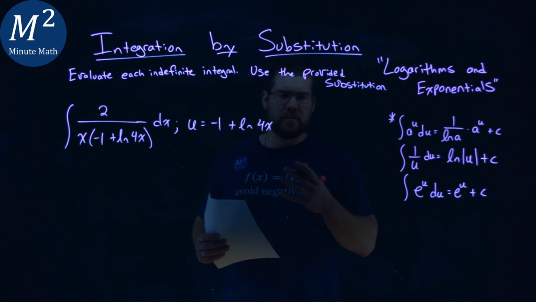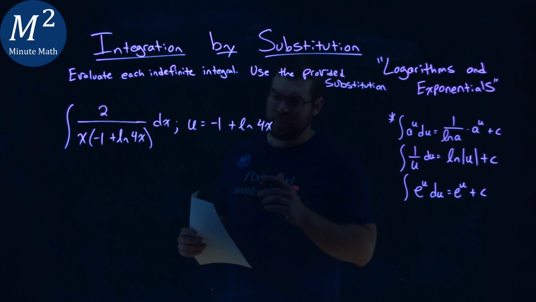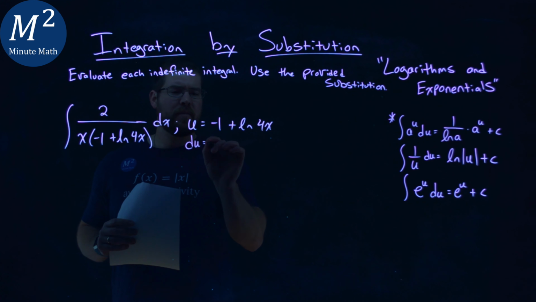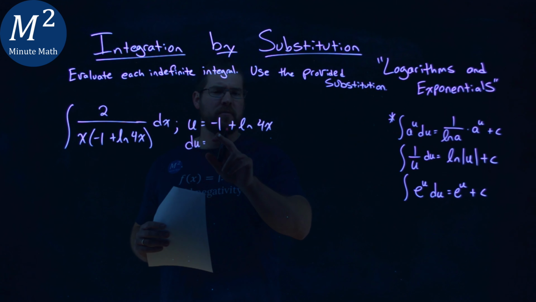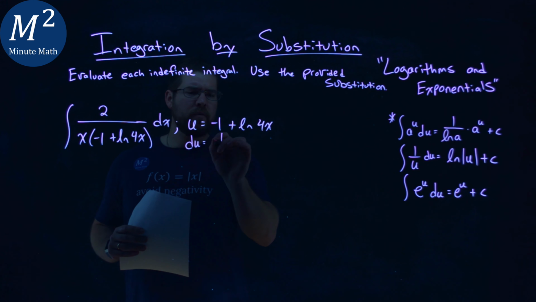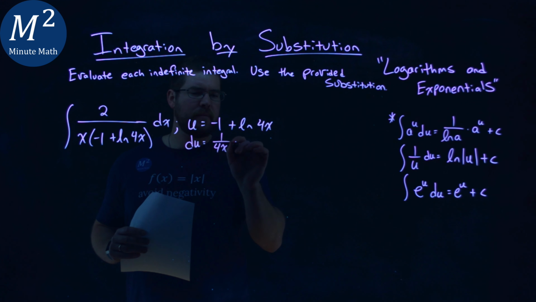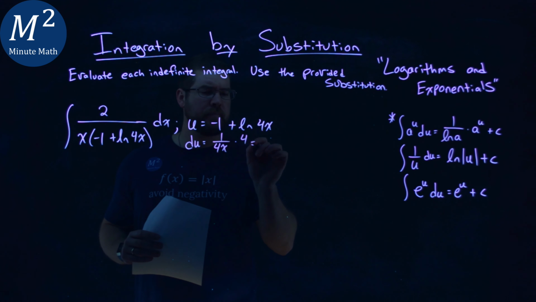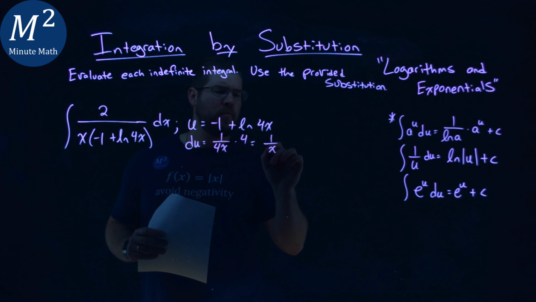First thing I want to do here is find my du. So the derivative here, the derivative of our u value, -1, don't worry about that, natural log of 4x. Well, that's going to be 1 over the inside, 4x, times the derivative of the inside, which is 4. 4's cancel, and we just have 1 over x.